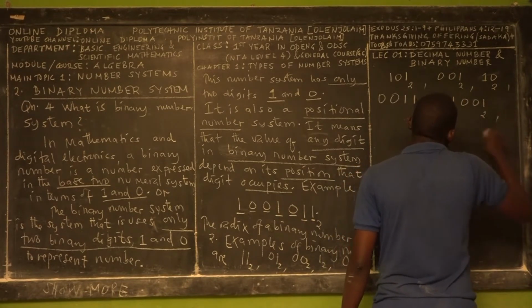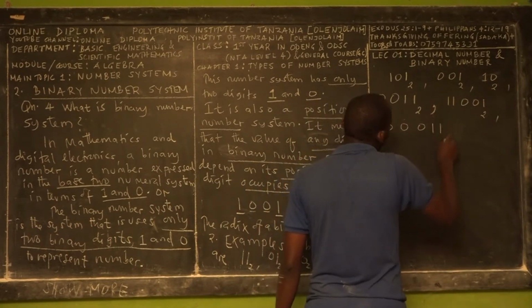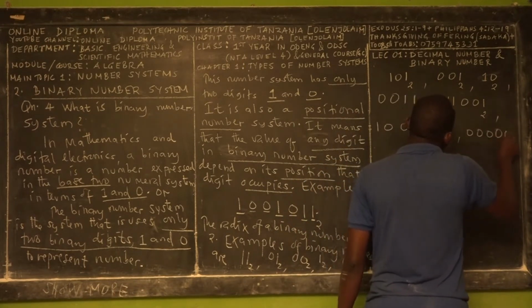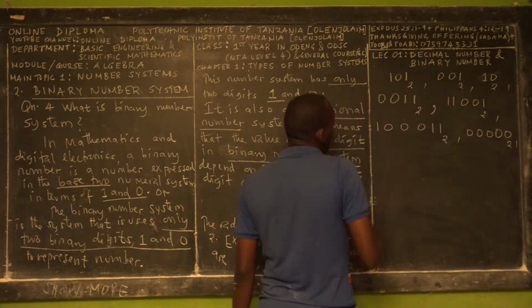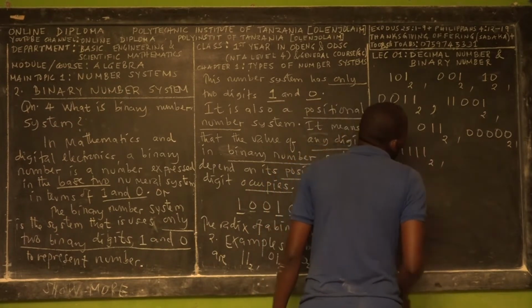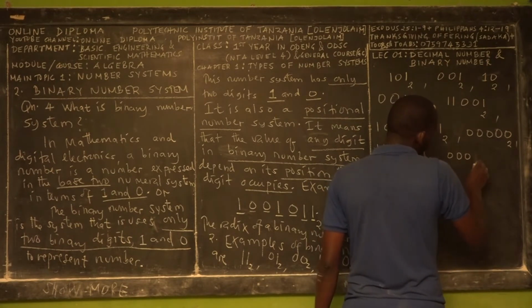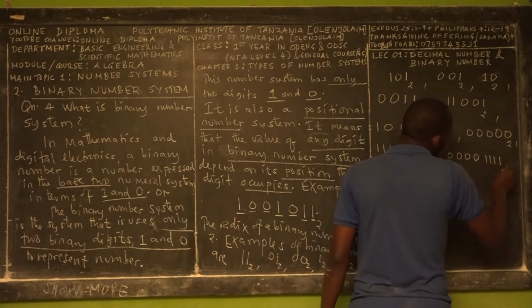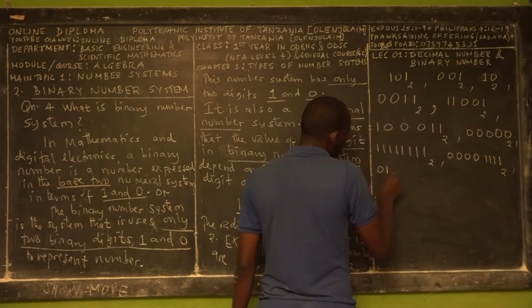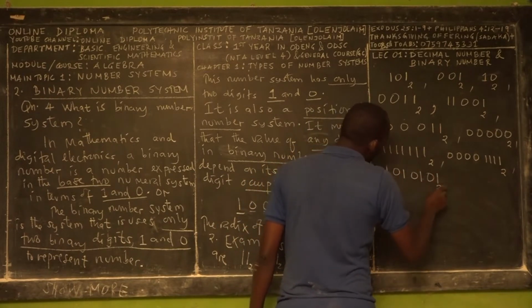101 base 2. You can have another binary number, 100011 base 2. You can also have a binary number which has only zeros, maybe 5 zeros. And you can have a binary number which has only ones, a string of ones. And you can have a binary number like 00, let's say, 000111. So 8 bits.